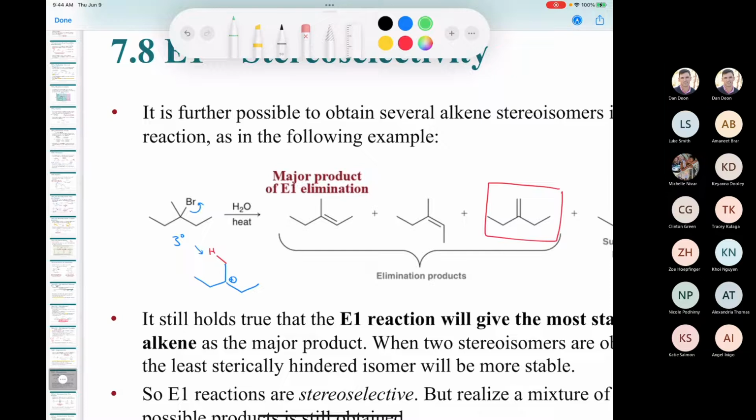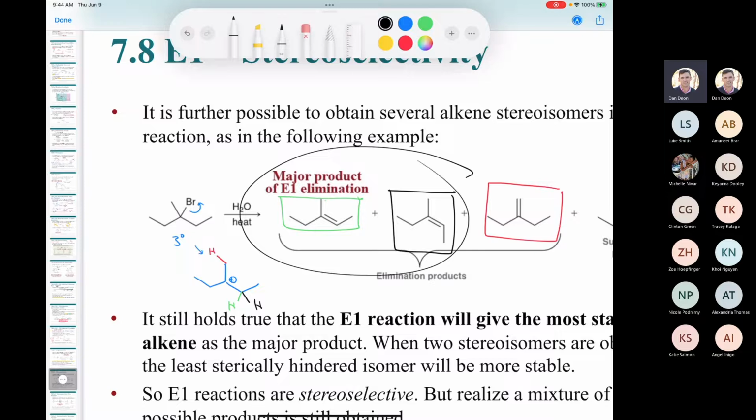Then you've got this beta proton and this beta proton. And if you're thinking, well, aren't those identical? No, they're going to result in the cis and the trans. One of them is going to form the cis alkene. The other one is going to form the trans alkene. So how do you know which one is the major? Well, I told you that the more substituted alkene is going to be the major. And if you say, well, both of these are trisubstituted, which one is major? Well, this one is E and this one is Z. And you can see that the E is going to be less sterically hindered. And so that's why it is the major product.